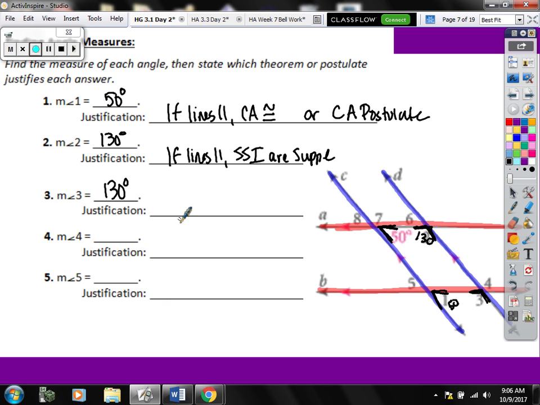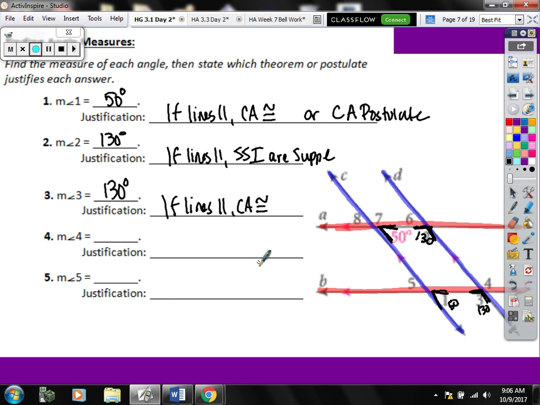Yes. These two angles right here are corresponding. This is in the bottom left-hand corner. Slide down your transversal. This is in the bottom left-hand corner. So those would be corresponding angles. Then you also could say corresponding angles postulate.